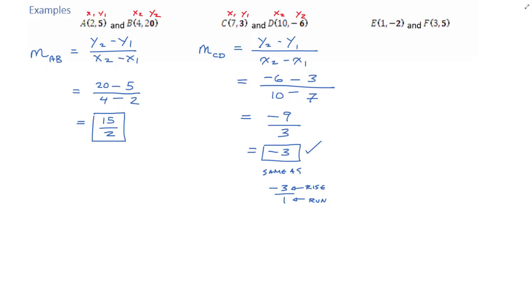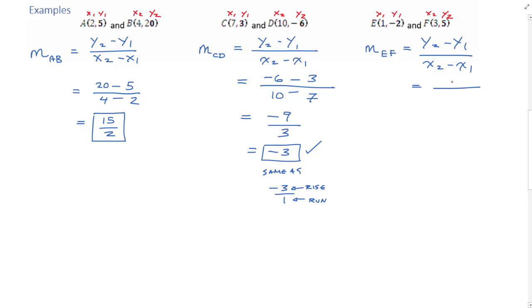All right, let's do the next one here. Let me label these x1, y1, x2, and y2. All right, here we go. Slope formula, slope between E and F. Write the formula, y2 minus y1, x2 minus x1. And let's start subbing in.